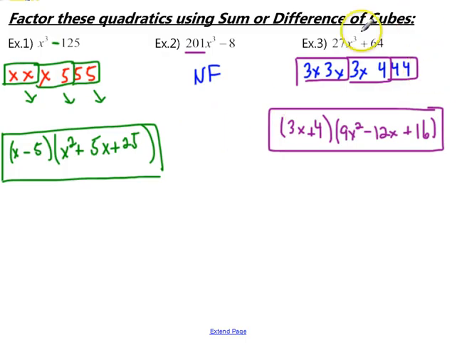In example 3, 27x cubed can be broken down to 3x times 3x times 3x. 64 is broken down to 4 times 4 times 4. And then for our very first binomial, you take those middle terms, 3x and 4, and then in our trinomial, multiply the first pair, the second pair, and the third pair. And then lastly, when you go in for your signs, you want the first one to be the same as the original, the next one to be opposite, and the last one to be positive. So don't forget, with sum and difference of cubes, SOP.